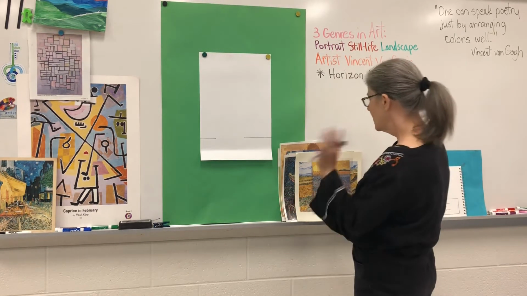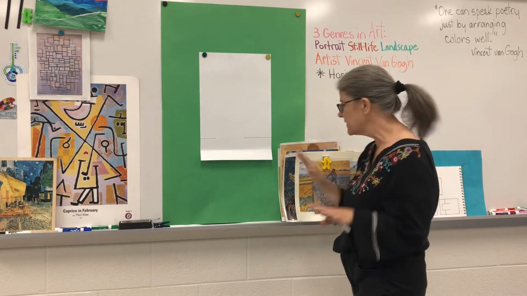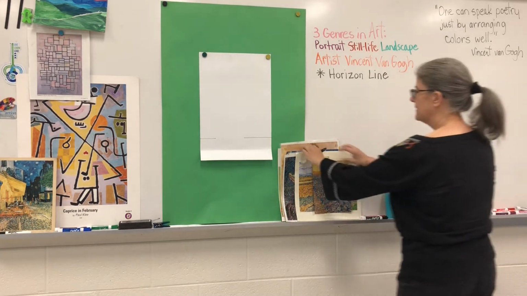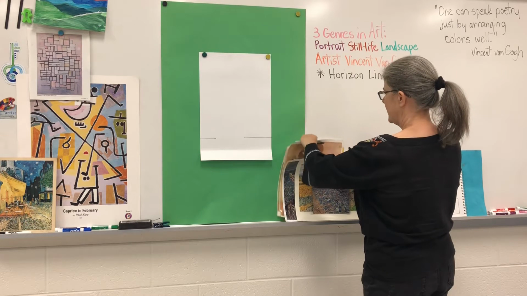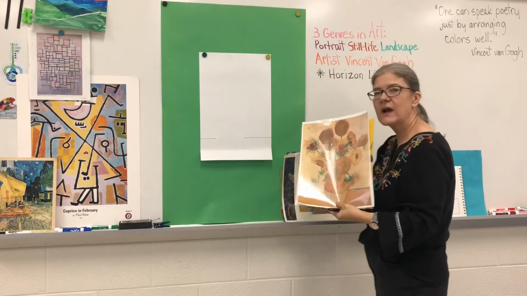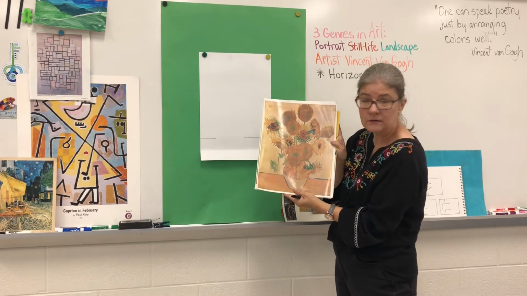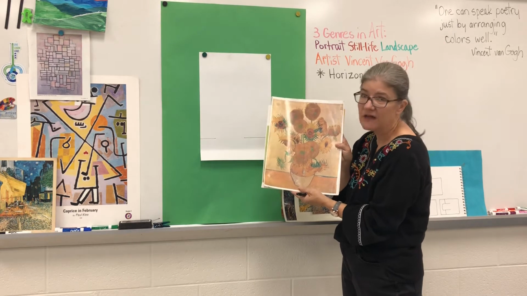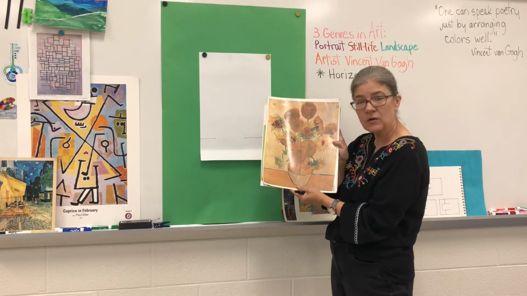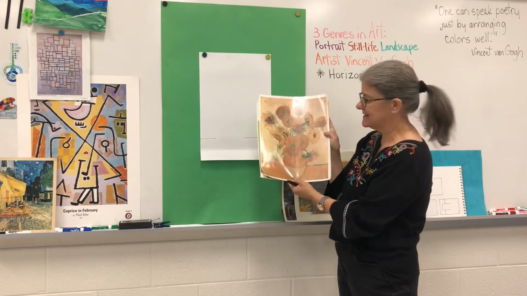What's a still life? Well, we learned about portrait. We saw a picture of Vincent Van Gogh that he made of himself. We saw some of his landscapes. A still life, I've got them kind of hidden back here. A still life is an arrangement of objects that are still. It could be things that are alive or not alive. It could be books. It could be fruit in a bowl. But a lot of times, it's flowers in a vase.